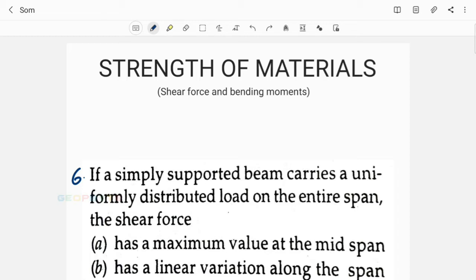In the last video, we discussed some important problems on shear force and bending moment diagrams. In this video also, let us discuss some more important problems which are truly required for both mechanical and civil students. Let us take the problem.